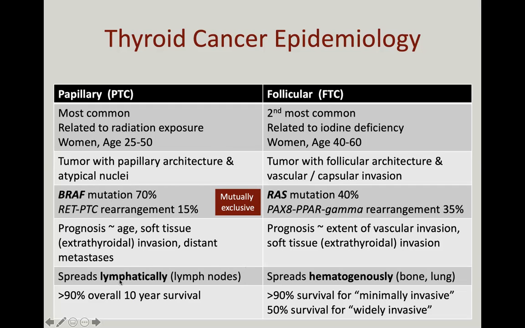PTC tends to spread lymphatically to lymph nodes, but generally has a pretty good overall survival, even with lymph node mets. Follicular, once it enters the vessels, so once it has vascular invasion, does spread hematogenously to places like visceral organs, bone, lung, brain, liver. Once it's out and about, survival is a little bit worse. If it only has capsular invasion, survival tends to be quite good. Okay.